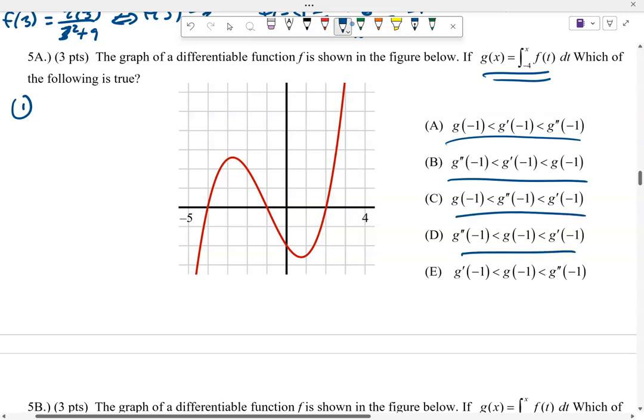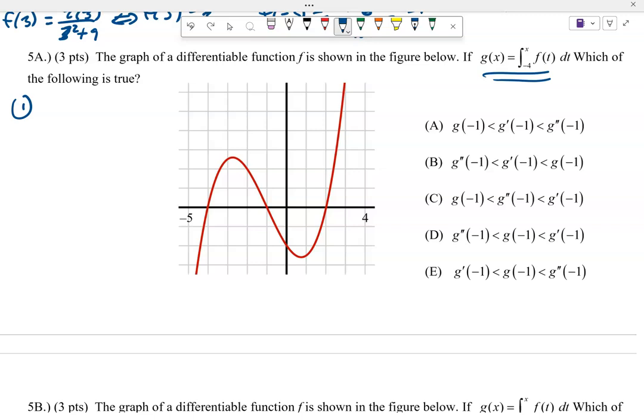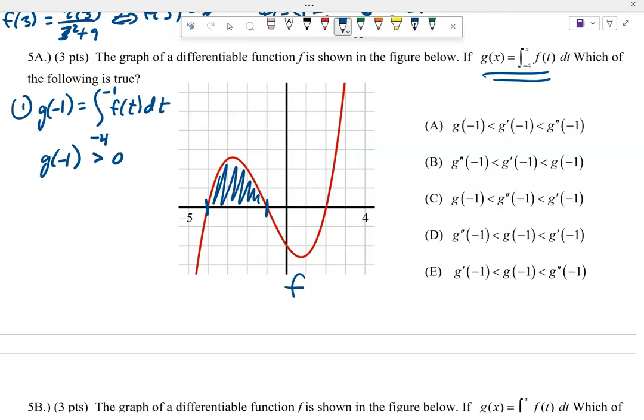over here, right? Or g primes and g double primes. And this is the function f over here. Okay, so what's the relationship? Well, if I plug in negative 1, then it'd be from negative 4 to negative 1, that's our x, of f of the function. So the integral from negative 4 to negative 1. Well, this integral is above the x-axis. So I know that integral will be a positive value. So I know g of negative 1 is positive.